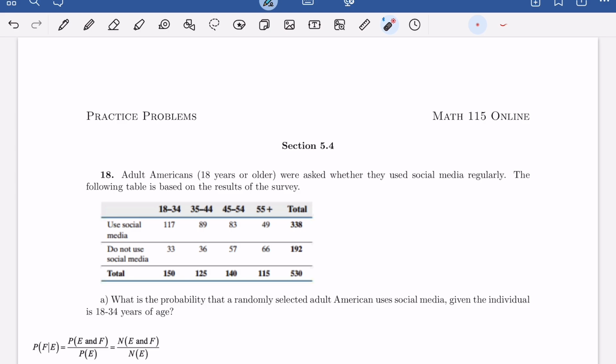We're told that adult Americans were asked whether they use social media regularly, and the following table is based on the results of the survey. So we have our two categories here, the age range, and then whether or not these people use social media. So for part A, we want to figure out the probability that a randomly selected adult American used social media given the individual is in this age group. So we're looking at conditional probability here. We want to find the probability of this guy given this one.